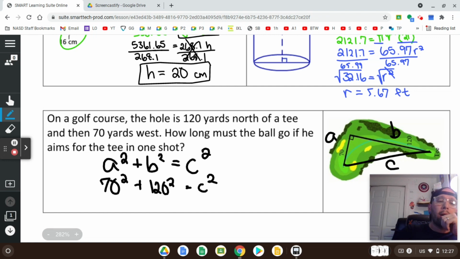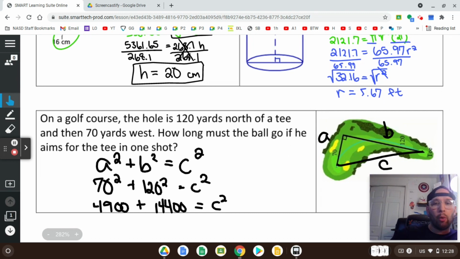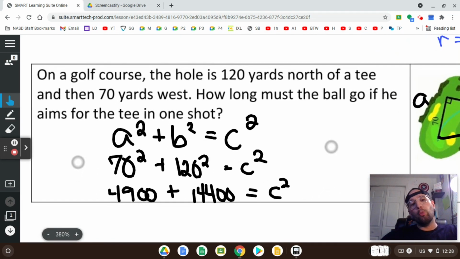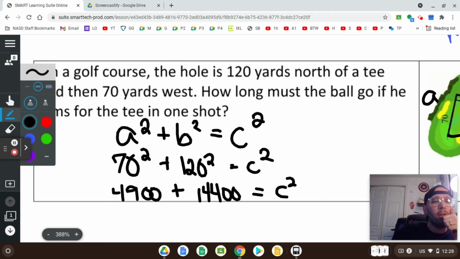70 squared is 4,900. 120 squared is 14,400, and that's going to equal C squared. Is C all by itself? No, but look at that. I have two numbers on the left that I could just add right up. That becomes something, and I don't know what that becomes. Let's use our calculator.